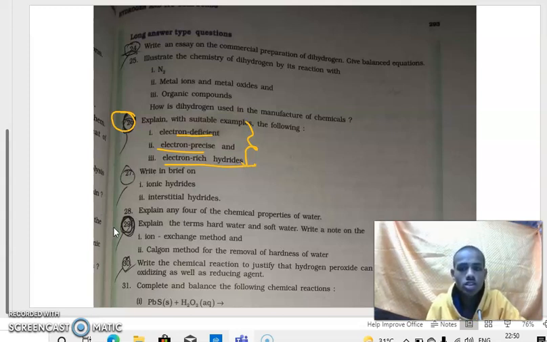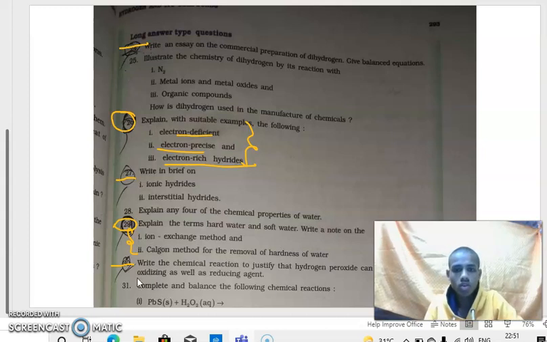And second most important question in this chapter is, explain the terms hard water and soft water. Write a note on ion exchange method and Calgon method for the removal of hardness of water. In our books, when I have written, this is our question. And next question, you need to check all these 3. But these are most focused questions.